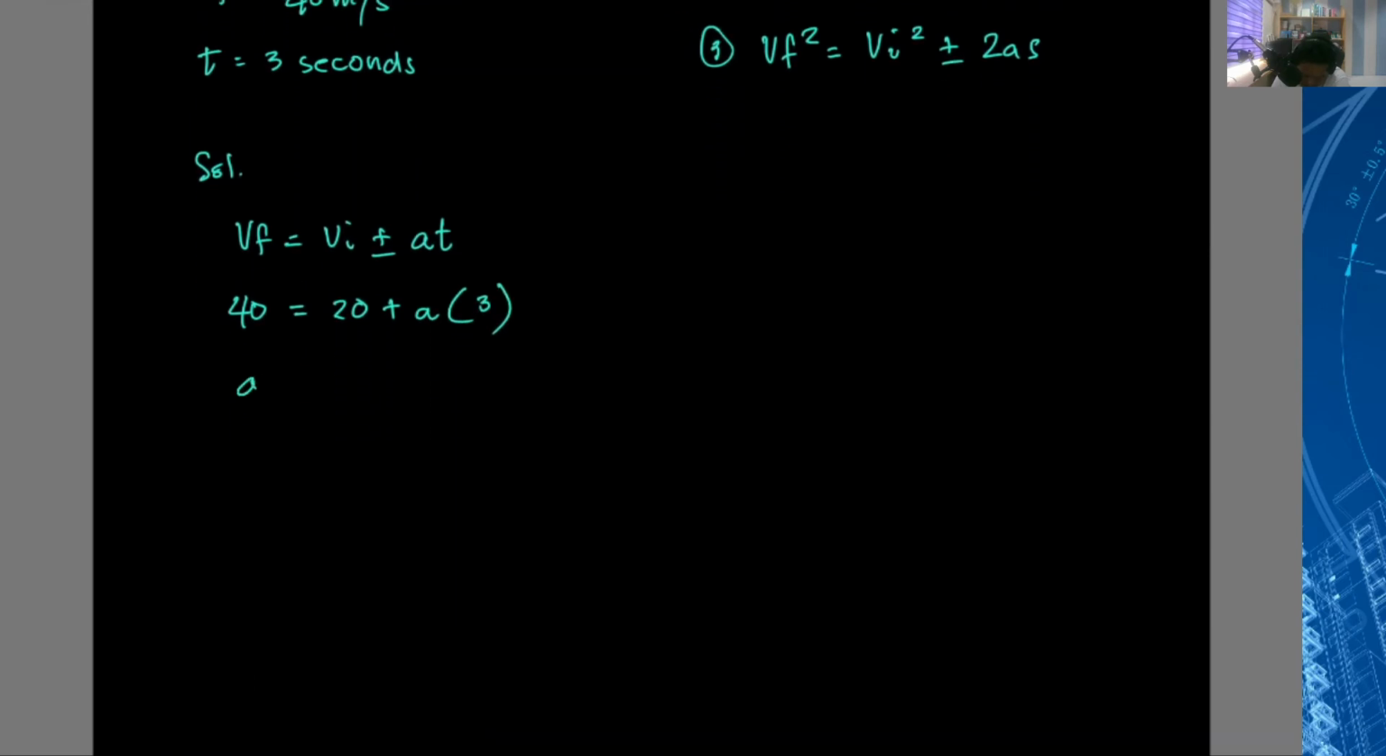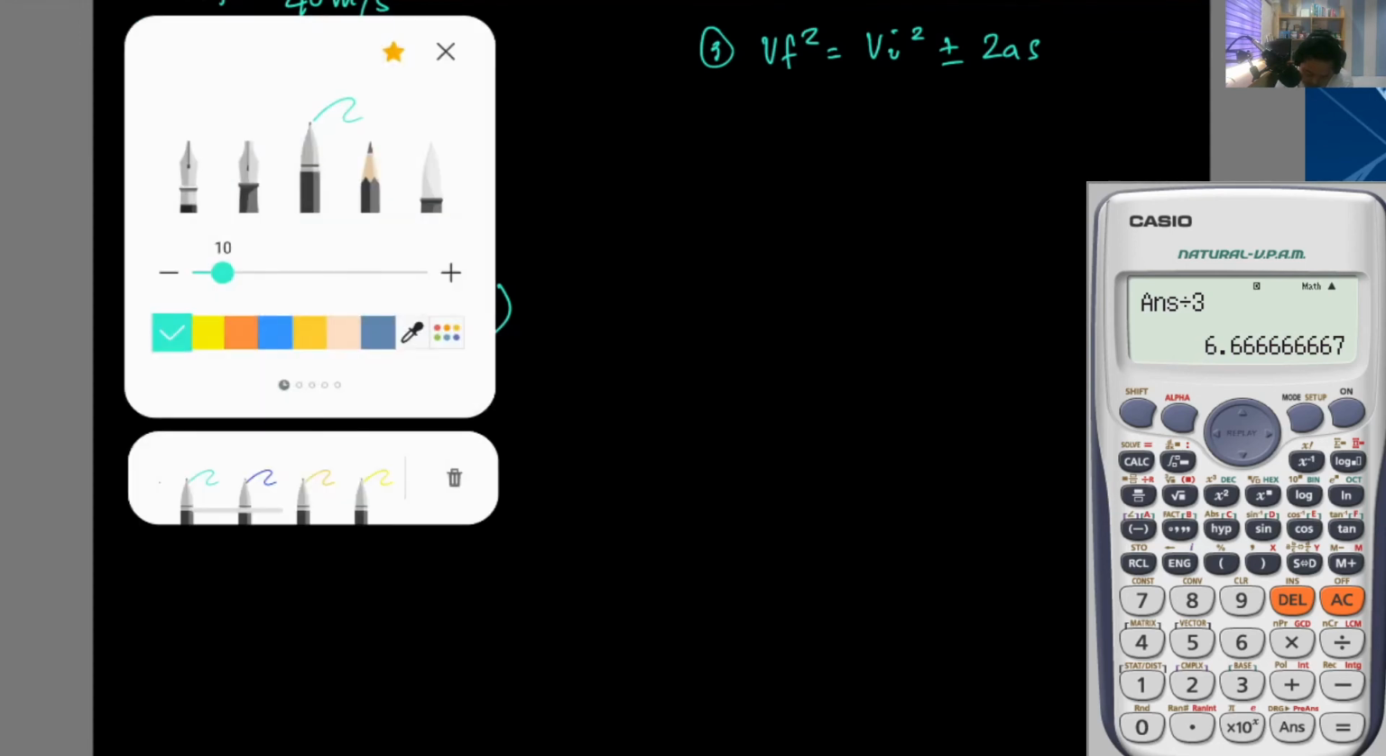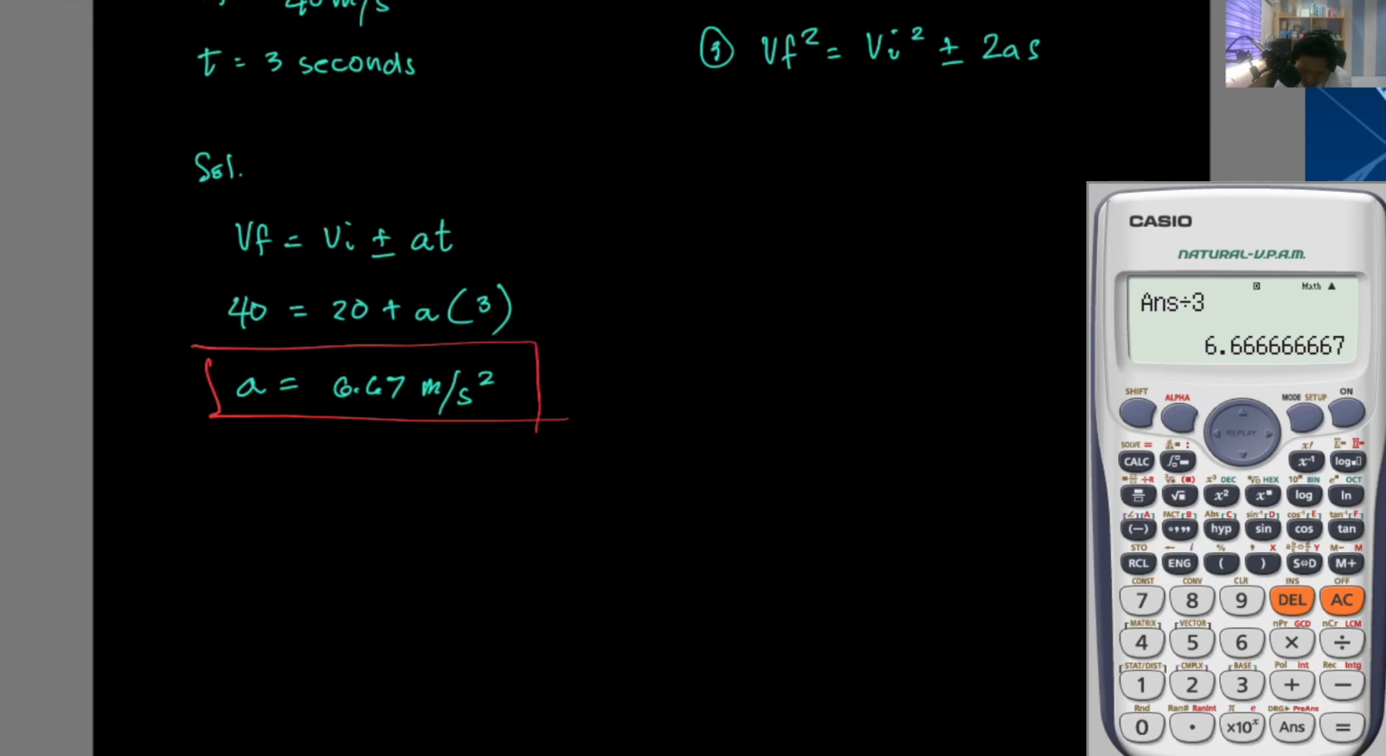We can solve acceleration equals what? 40 minus 20, over 3. So this is 6.67 meter per second squared. So this is your final answer. Okay, so let's go to problem number 2.